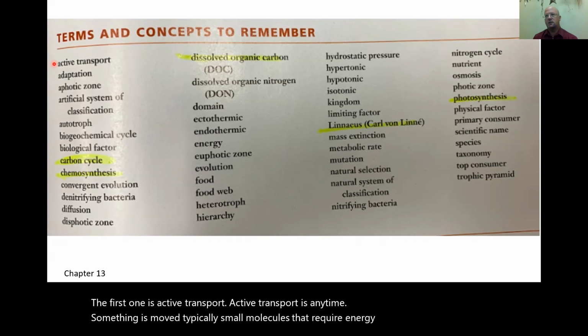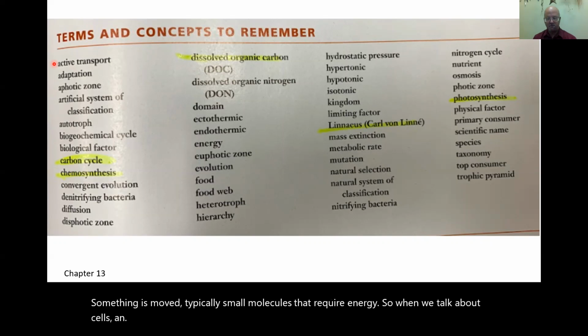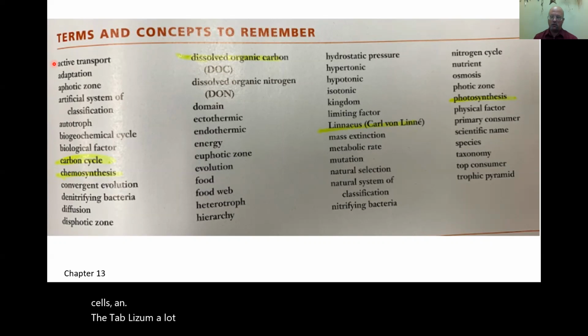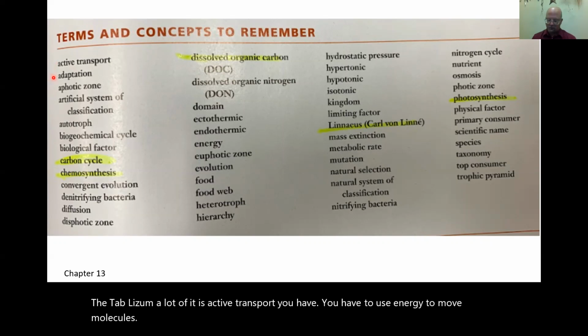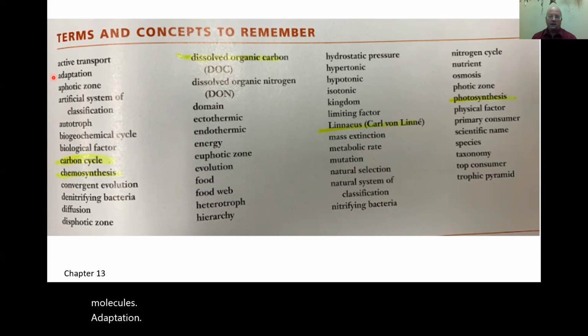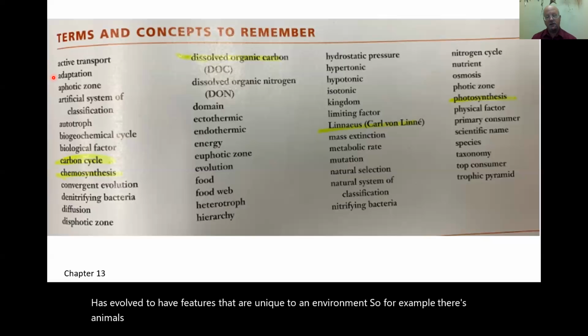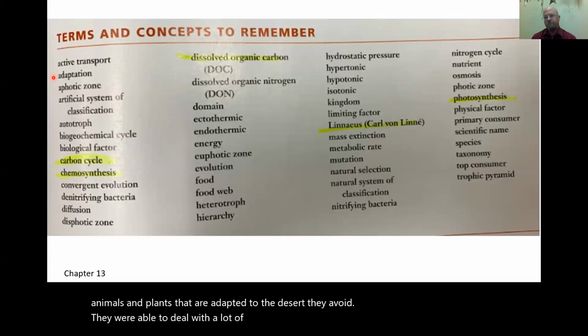So when we talk about cells and metabolism, a lot of it is active transport. You have to use energy to move molecules. Adaptation is whenever a plant, animal, or bacteria has evolved to have features that are unique to an environment. So for example, there's animals and plants that are adapted to the desert, right? They're able to deal with a lot of sunlight, not a lot of water. That's adaptation.